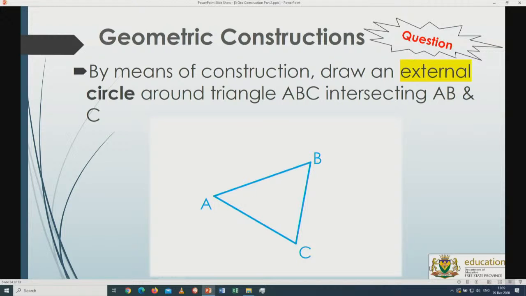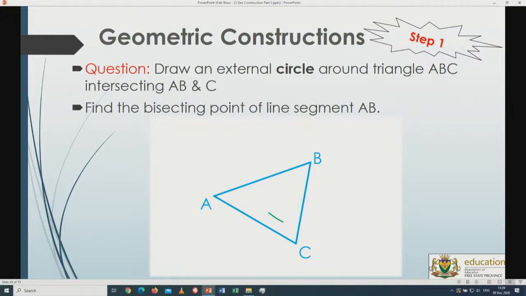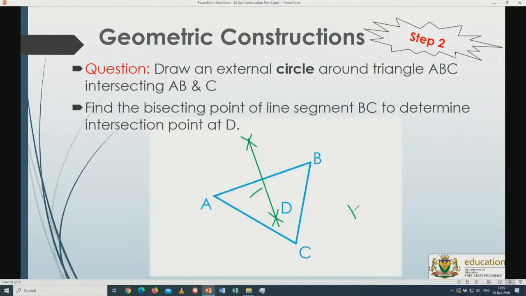I've joined A with B and got the bisecting point of that, so there we go, A towards B, get the bisecting point. That's the exercise that you know of by now. What was the other example? I went further onwards, joining B towards C and also got the bisecting point of that, so therefore that is going to be the bisecting point, and I've got an intersection point at that specific point.